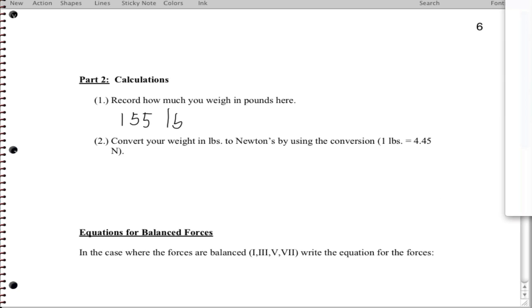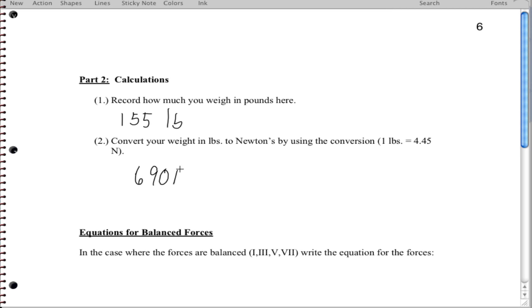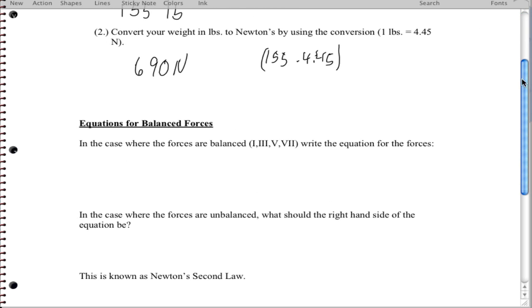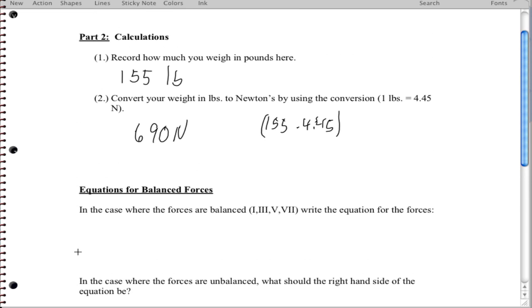So if I have this right, I'm getting 690 newtons. Again, that's 155 times 4.45. And here we go. In the case where the forces are balanced, let's write the equations for the forces. Now here we have the normal and the weight. And this we've done before.